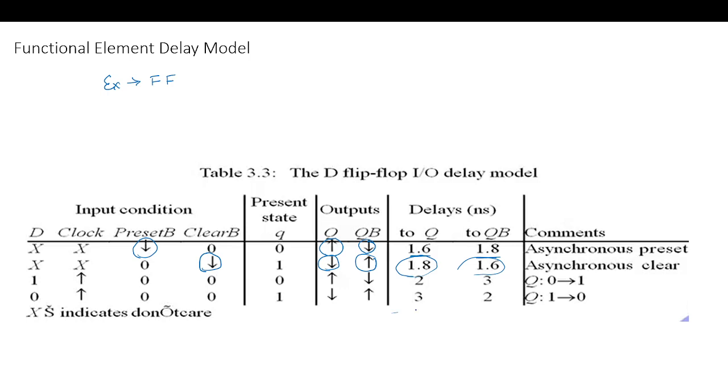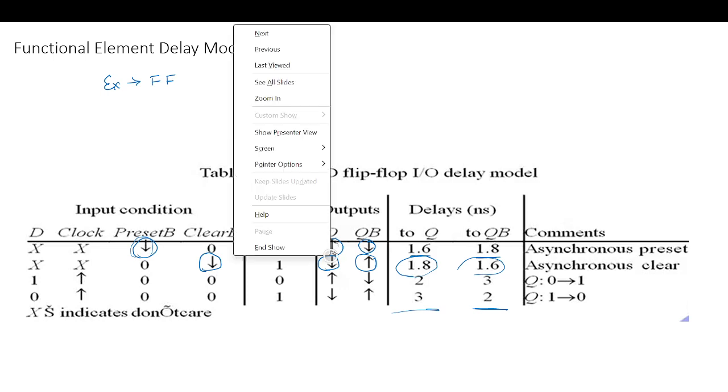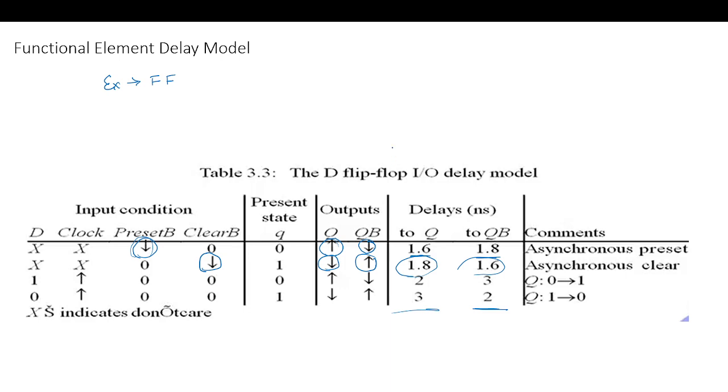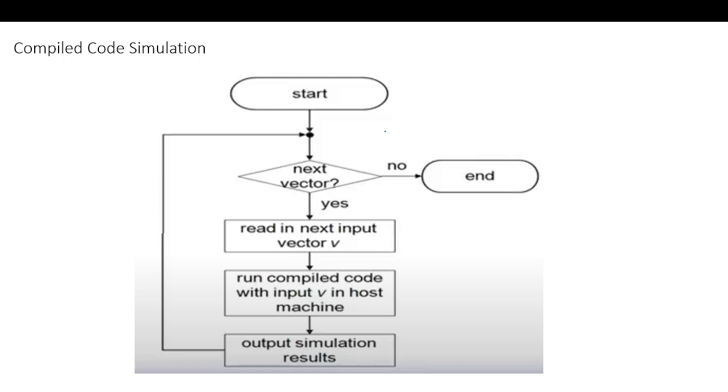In a similar way, we have certain delays associated, and this is the functional element delay model, where based on the functionality we say, okay, this is falling, and to charge this node we need this much time. This is a modeling of delay for some complicated functional elements, such as a flip-flop.